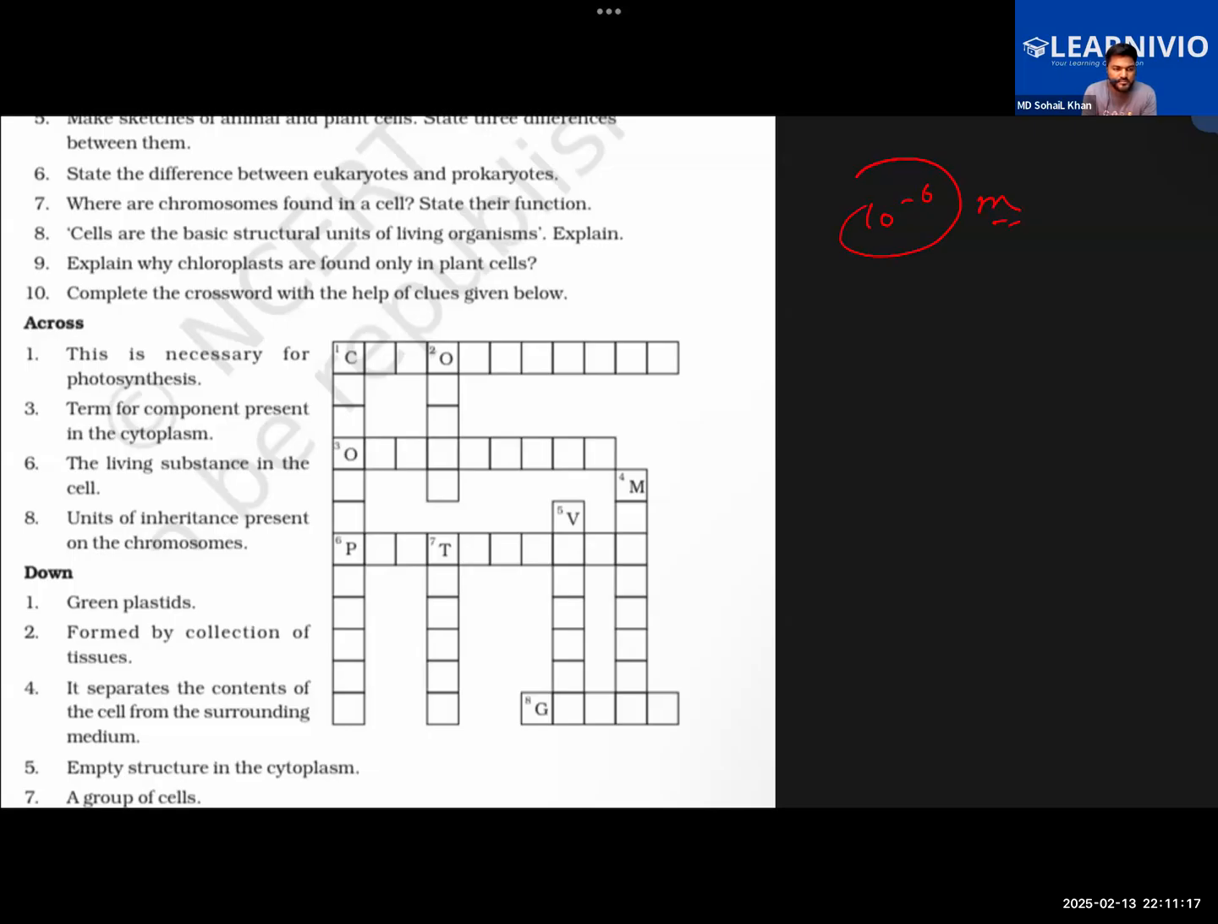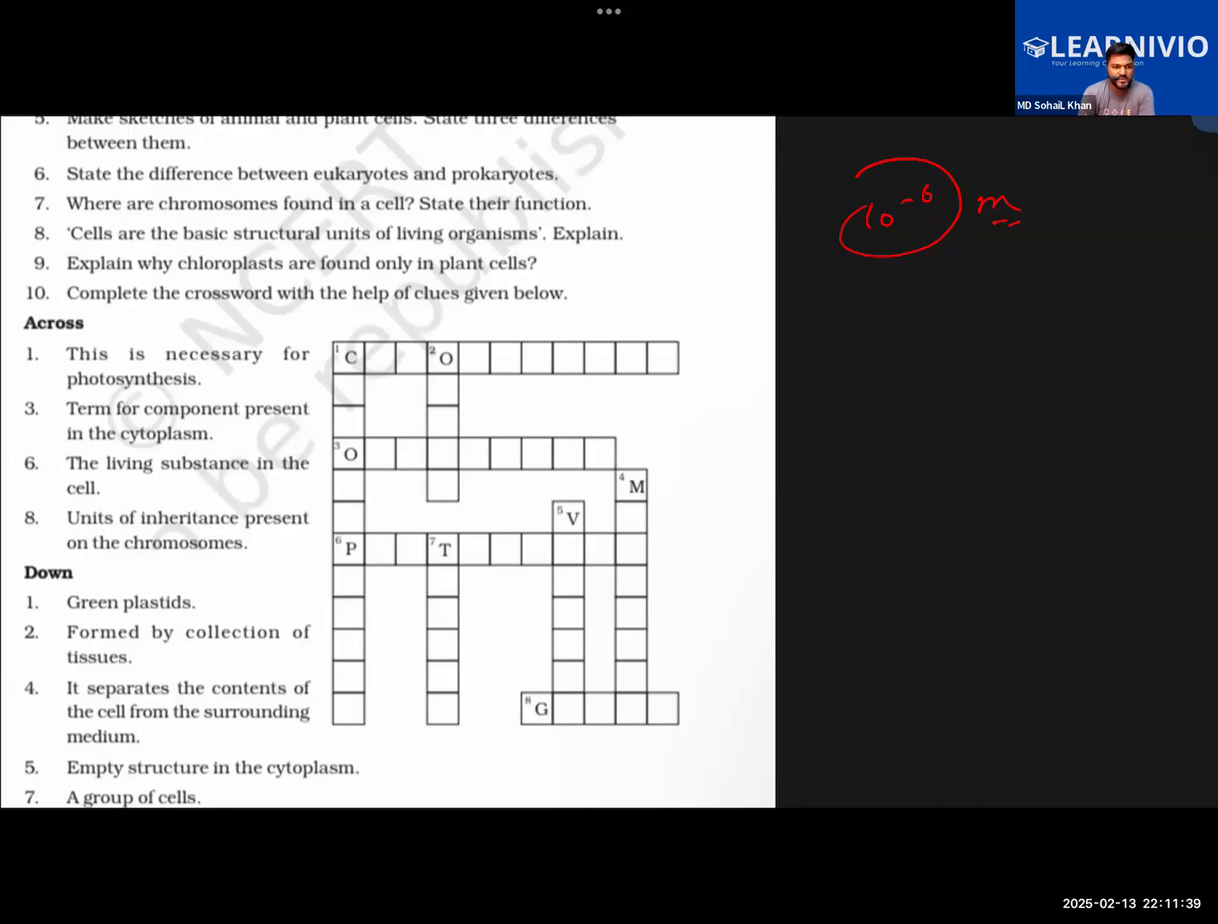Chromosomes are found in the nucleus, and their function is to carry the genetic data, which is basically found in the DNA and in the genes. Yeah. Right. Okay. 10th question.